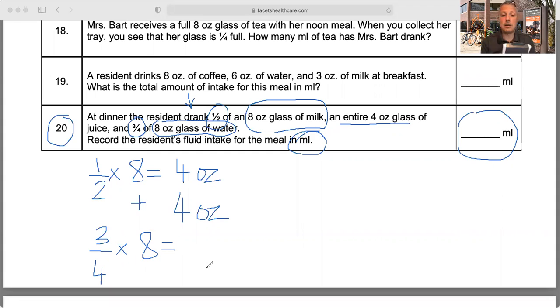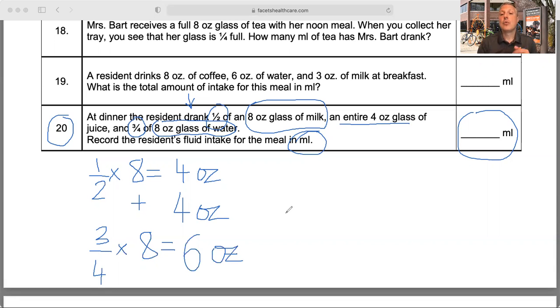So when we do it on the calculator, first you want to divide the 3 by 4. That should give you 0.75. And then you multiply by 8, which gives you 6 ounces in here. So that's 3/4 of the 8-ounce glass of water. So that's what they drank. So we know that's our intake.